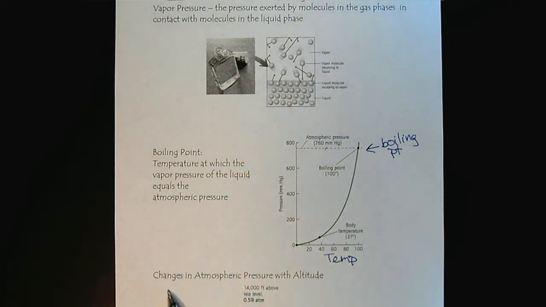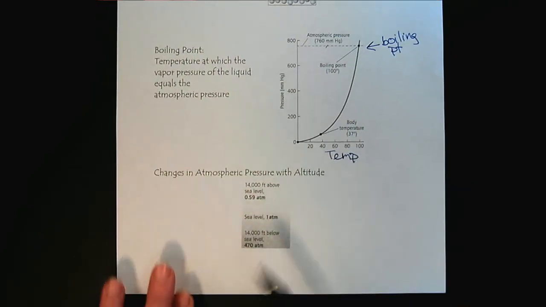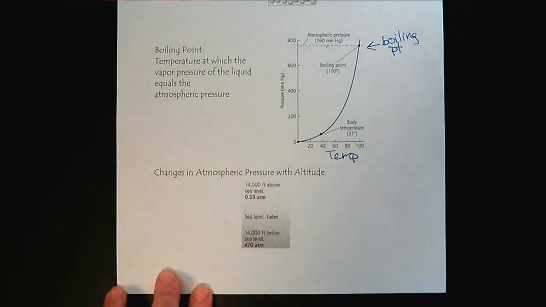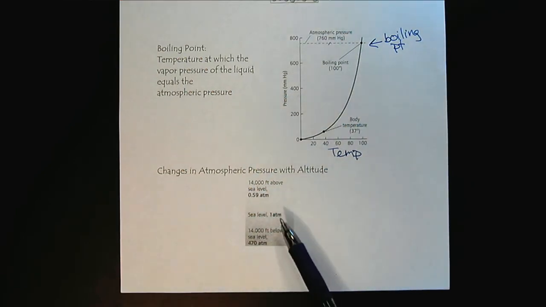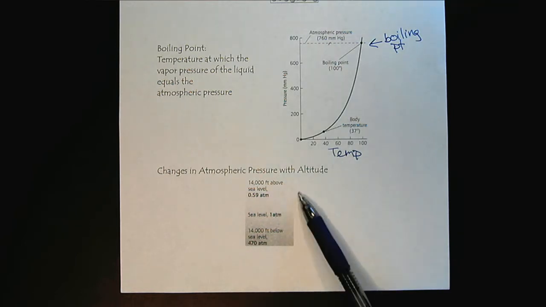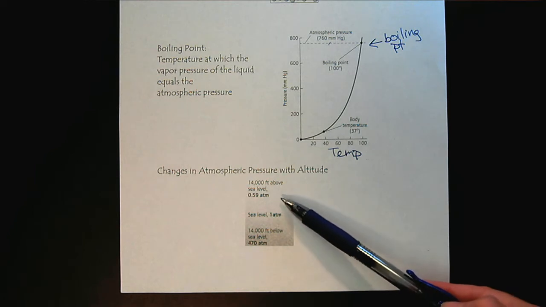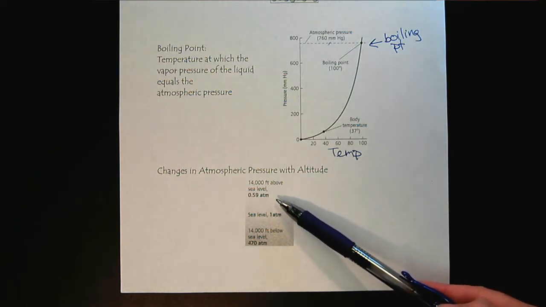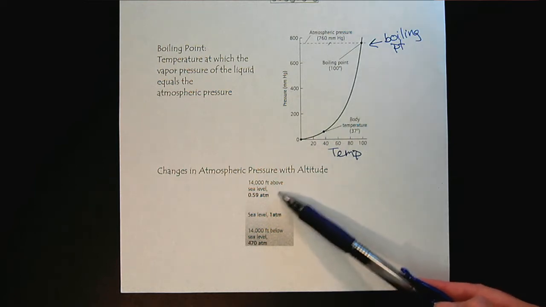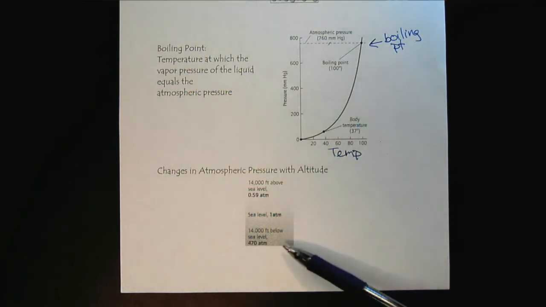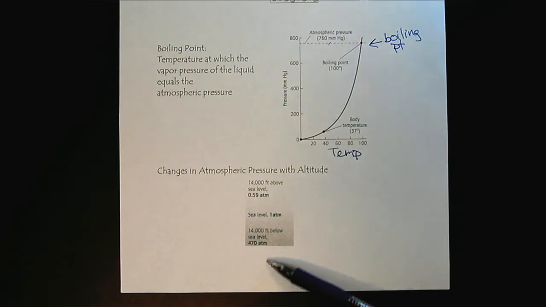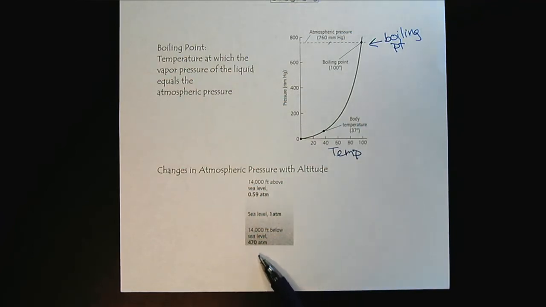So it's important to note that atmospheric pressure does change with altitude. At sea level, that's what we consider the normal condition of 1 atmosphere. As we rise in elevation, by the time we get to 14,000 feet, atmospheric pressure has dropped to 0.59 atmosphere. Very significant. And then when we drop below sea level, the opposite effect occurs. If we are 14,000 feet below sea level, the pressure has increased all the way to 470 atmospheres.